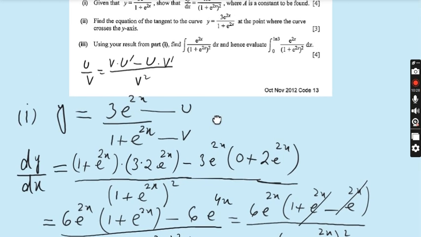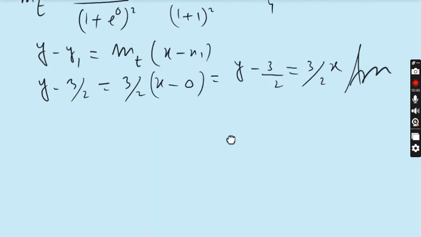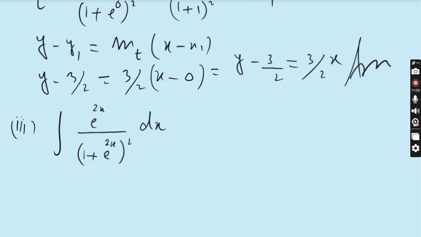See, using your result from part 1, find integration of e power 2x upon 1 plus e power 2x whole square. Very easy. So first we have to write the question. We need to find integrate e power 2x upon 1 plus e power 2x whole square dx.